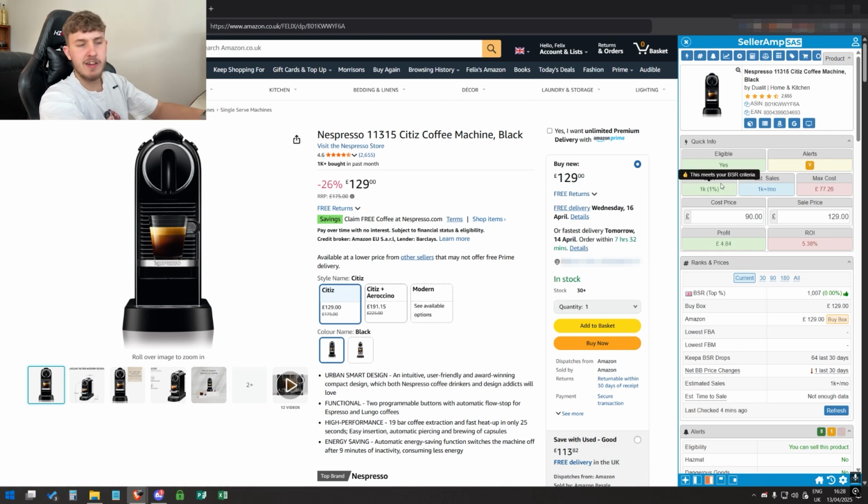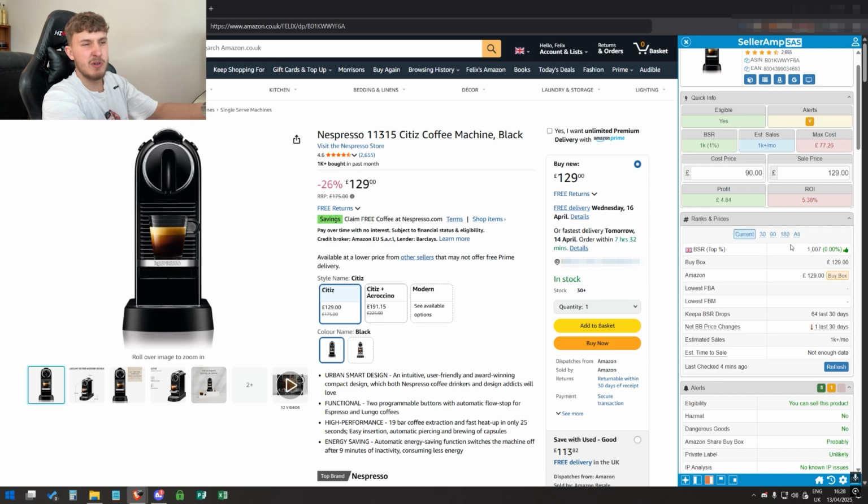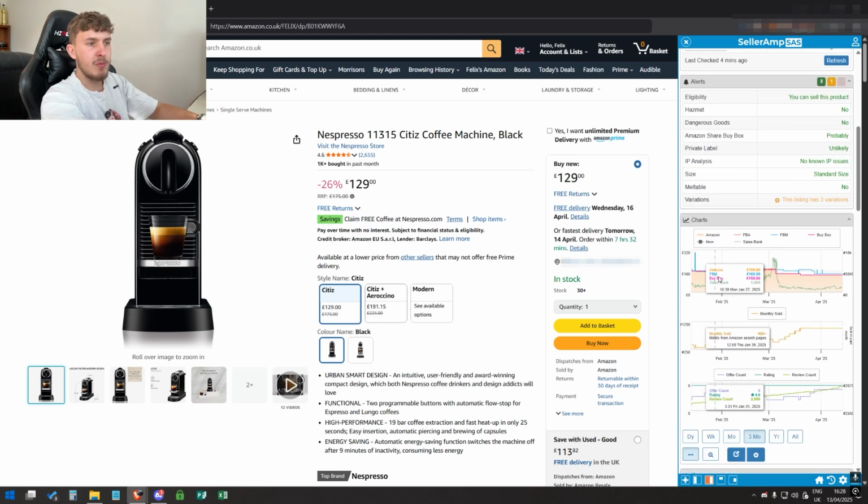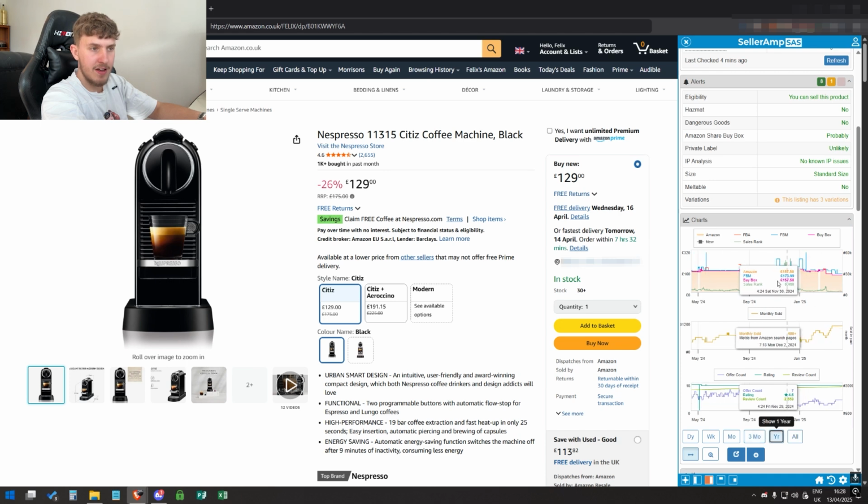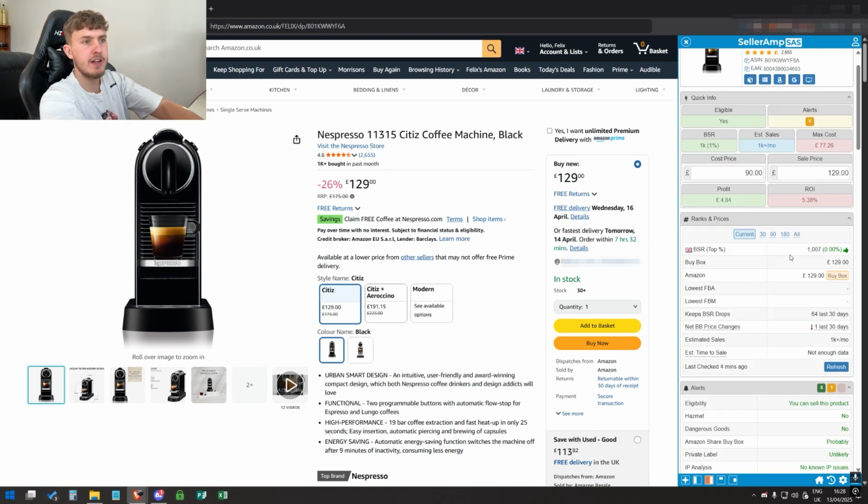So at the current price of 129 quid, it's not very profitable. It's only 5% ROI. You wouldn't really want to be buying that. But we can see on the price history before, it's been as high as 169, though over the past year, for the most part, it's been at like 159. So if we change this to 159, we can see that we are making a really good profit and ROI at this point.